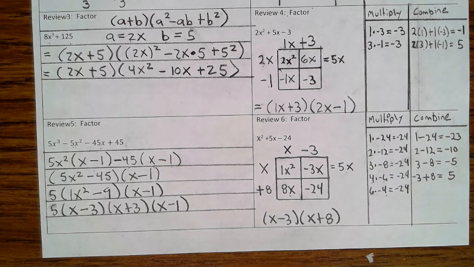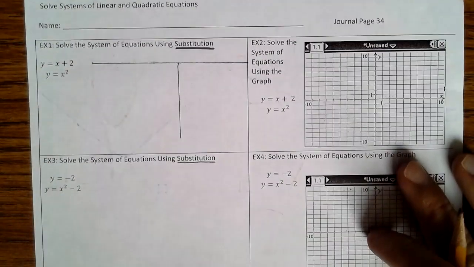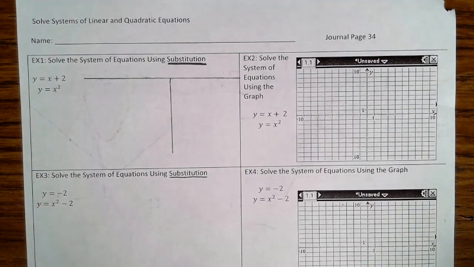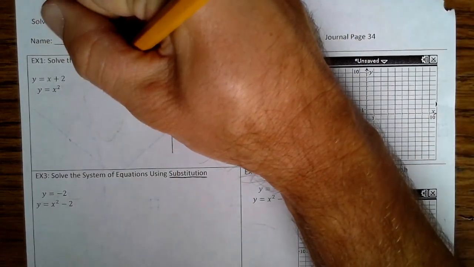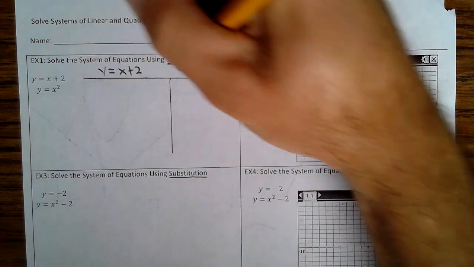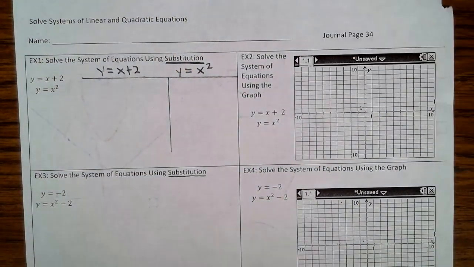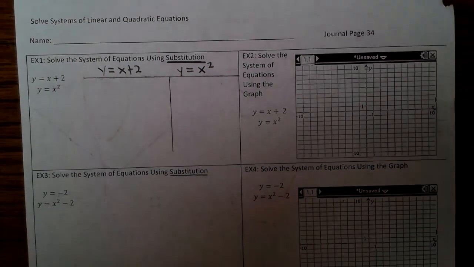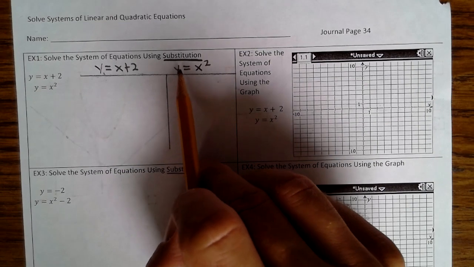Okay? All right? Now let's look at the examples. Okay, example 1. Solve the system of equations using substitution. So we know we have y equals x plus 2 and y equals x squared. Okay? Now, if you'll notice, they're both equal to y, so we can set them equal to each other.